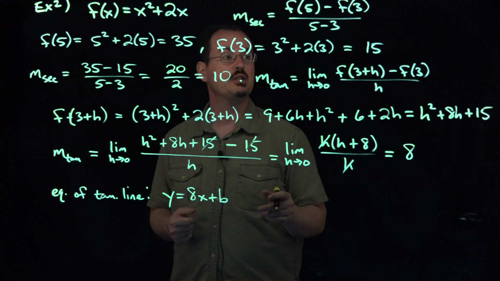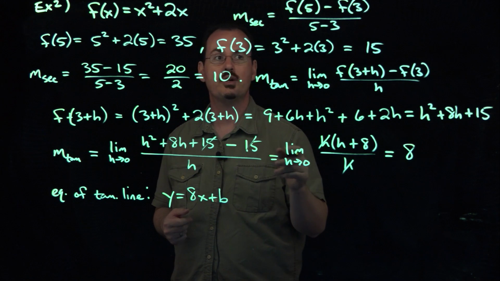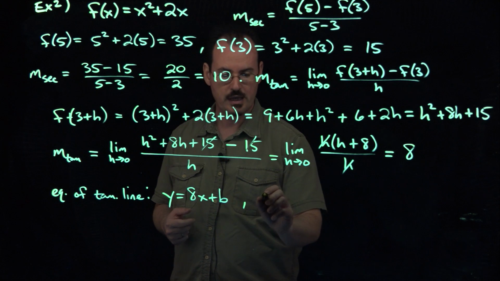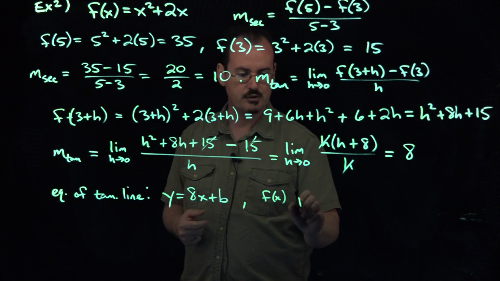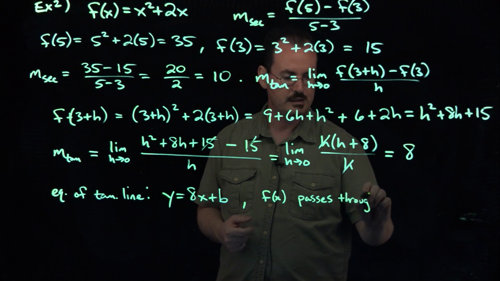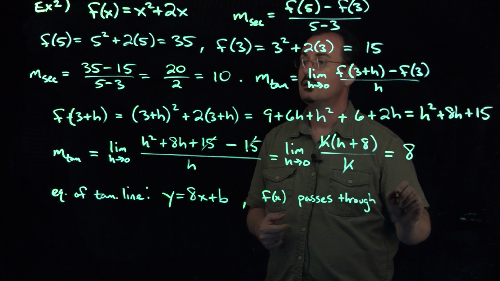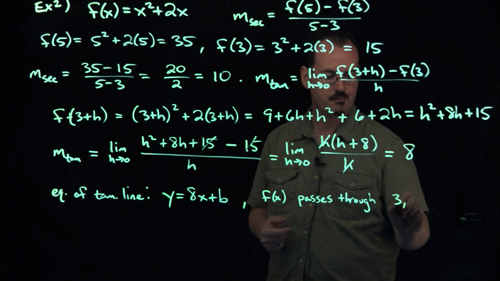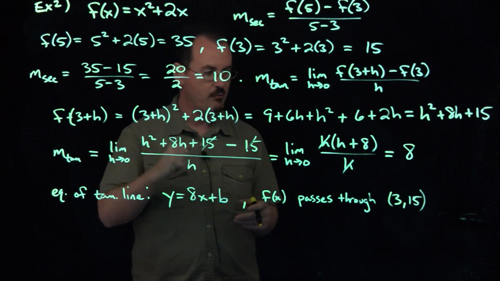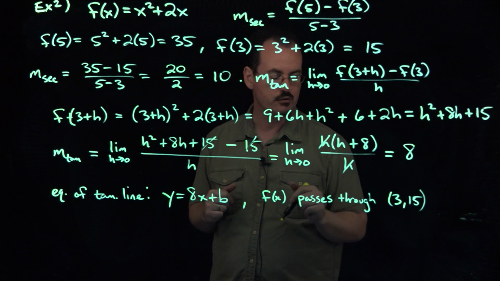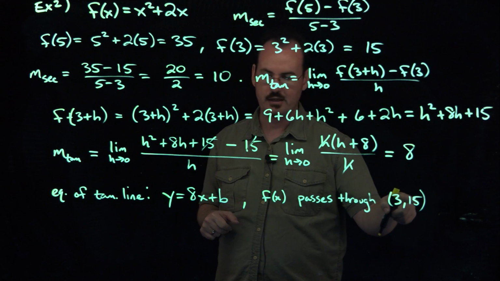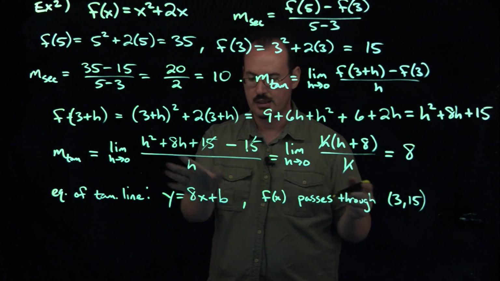Well, the way that we can find that is we know that the function has to pass through the point (3, 15). So the function that we started with, f of x, passes through the point (3, 15). And so does the tangent line, because the tangent line touches the function at that one same point. So the tangent line and the function both go through that point. That tells us that in order to find b, I can plug in the y value 15 and the x value 3 into here, and then I can find b.